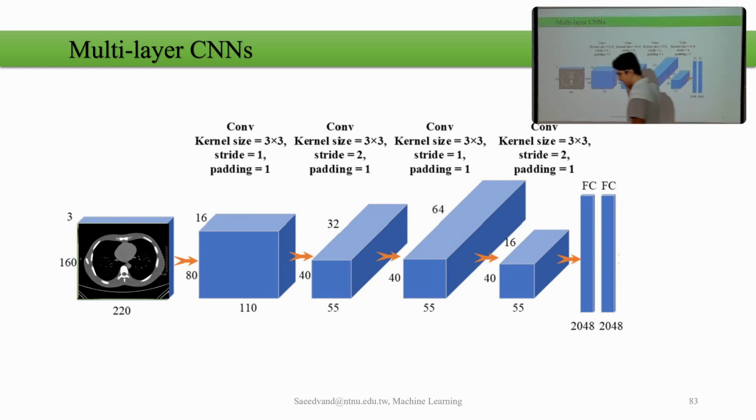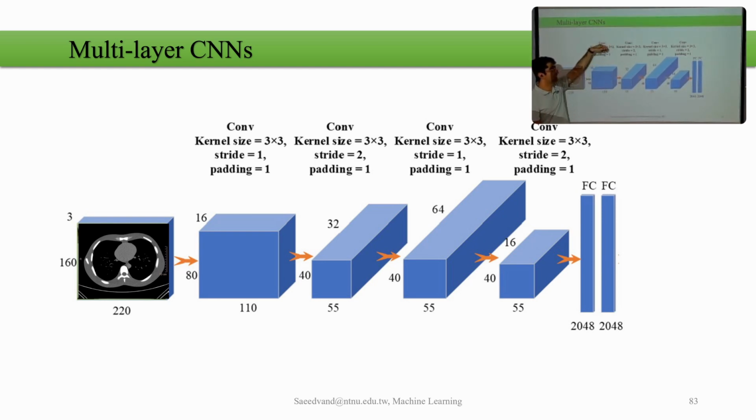This is a network that I built myself maybe 5 to 7 years ago. You can see the image, clinical data for cancer. The image size that is coming in has dimensions 220, 160, and 3 for RGB. I applied convolution with kernel size 3 times 3, stride 1, padding 1. And this is the output. You see that 16 is the dimension that I didn't write here: I applied 16 filters, so I have 16 feature maps of the image, 80 times 110.